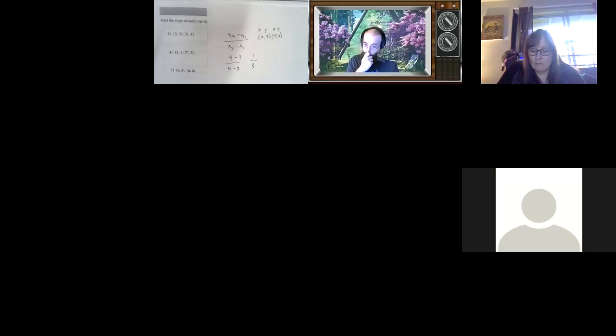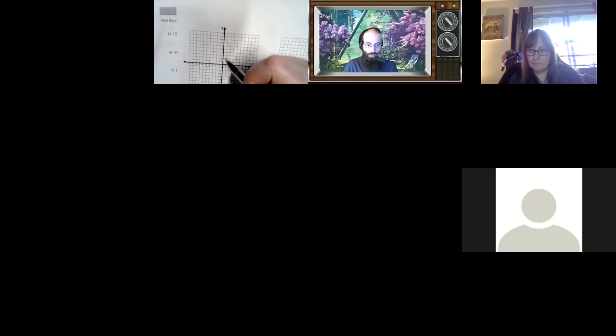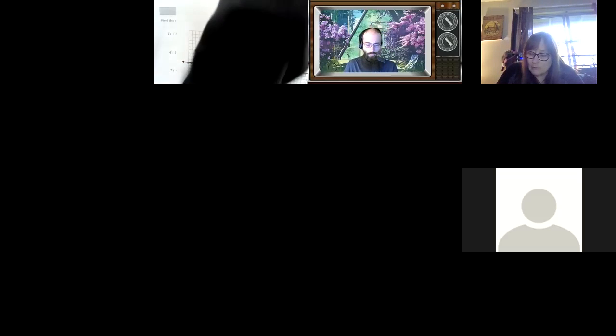So I'm going to show you something, and don't worry if this doesn't make sense at first. It's probably not going to if you either haven't seen it or haven't seen it in a really long time. So I'm going to go ahead and put these 2 coordinates on the graph. We've got 2, 3, 5, 4. So we've got 2, 3, and 5, 4. There's our line, my straight edge.